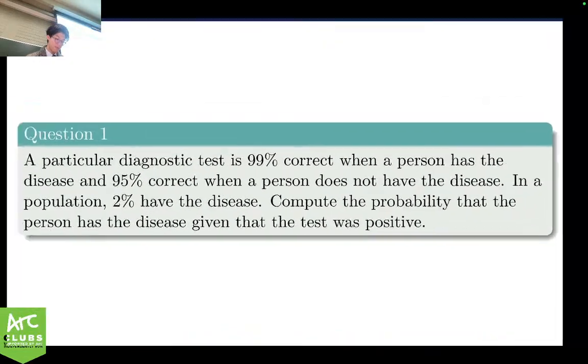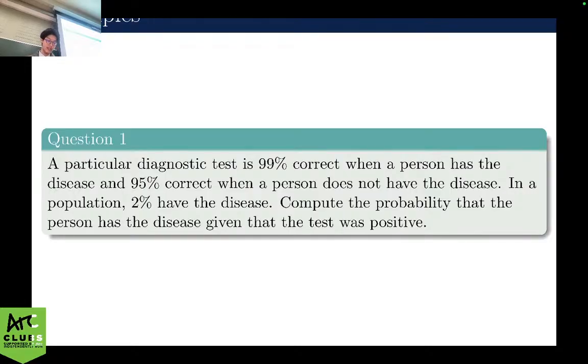Moving on to an example. We have a particular diagnostic test being 99% correct when a person has the disease and 95% correct when a person does not have the disease. In a population, 2% have the disease. Compute the probability that the person has the disease given that the test was positive.